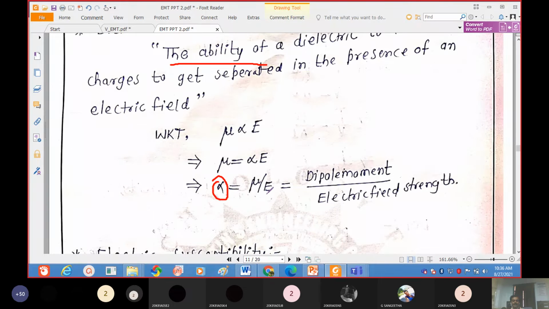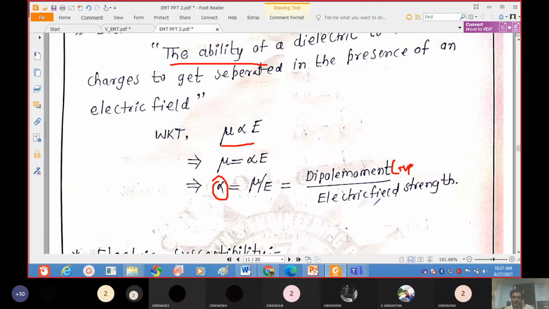So alpha equals mu by E, where mu is the average dipole moment and E is the applied electric field strength. Already we know that the dipole moment mu is proportional to the applied electric field, so there is some constant, and that constant is alpha. That alpha is the dielectric polarizability: alpha is equal to mu by E, where mu is the average dipole moment and E is the electric field strength.